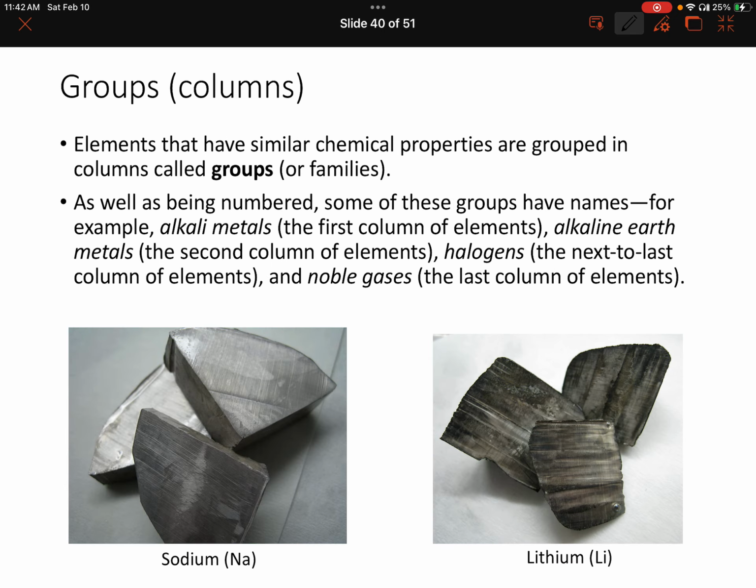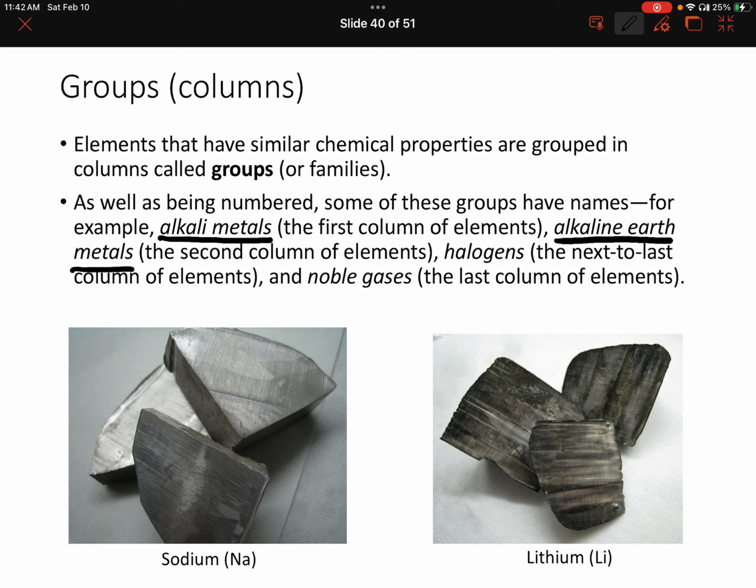Now, the columns in the periodic table are generally called groups or families. Earlier, I mentioned that the columns of the periodic table contain elements that have similar chemical properties. That's why we call them families, but typically we call them groups as well. We mentioned the first 2 columns have specific names. The first column of elements are the alkali metals, and the second column is called the alkaline earth metals.